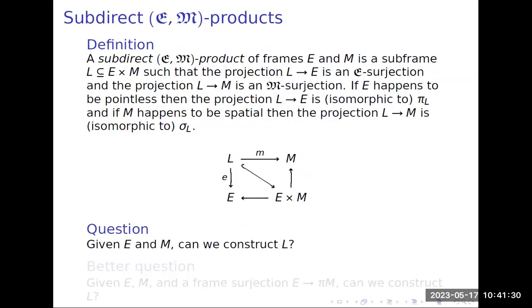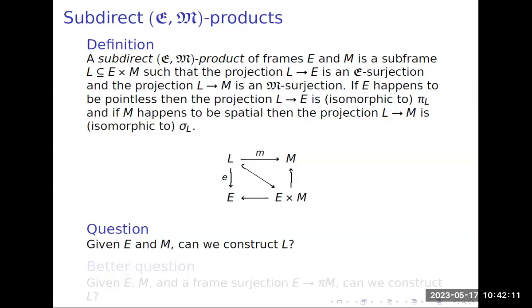So this brings me to the notion of a subdirect EM product. What is that? Well, that's simply a subframe of the product such that the projection onto the first part is a surjection in the class E, and the projection onto the second part is a surjection in the class M. So it's a special kind of subdirect product. If it happens that the E is pointless, that means that that projection is the pointless part of the frame. And if the M happens to be spatial, that means that that projection is the spatial part of the frame.